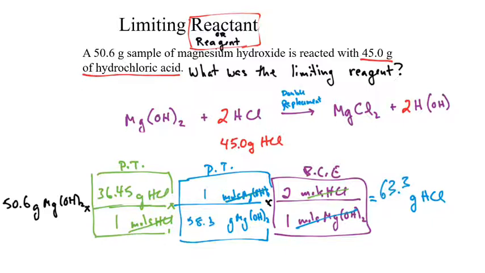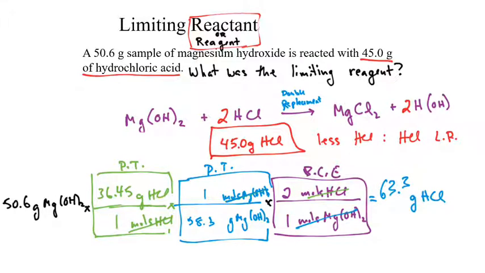So when we come back, I was able to use the periodic table to determine the molar mass for our magnesium hydroxide, and then I ran the calculation. I would get that if I was to react all of the magnesium hydroxide that I was given, I need 63.3 grams of HCl. Well, how much HCl was I given? I was only given 45, which means I have less HCl than needed to react all of the magnesium hydroxide, which means the HCl is my limiting reactant.